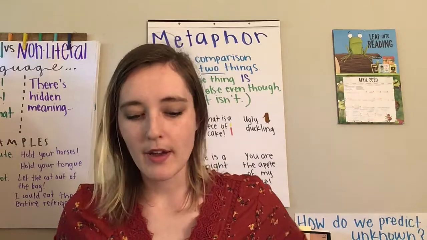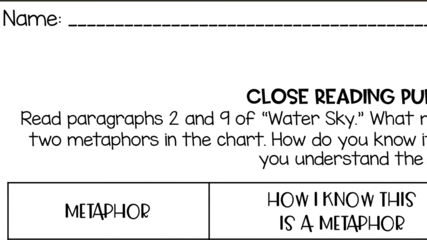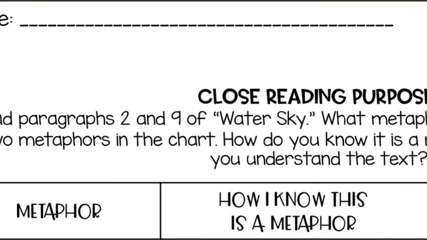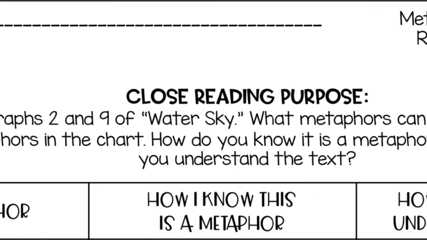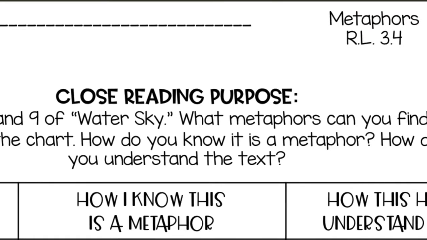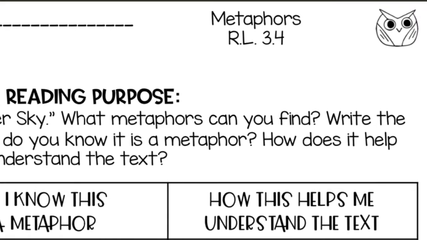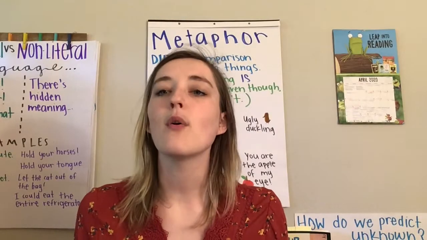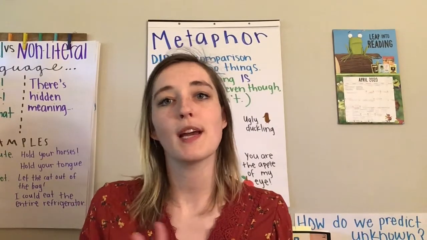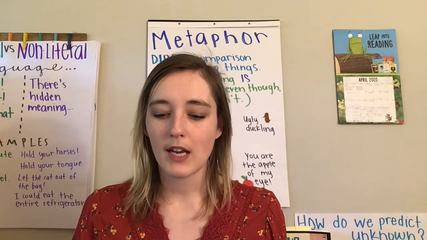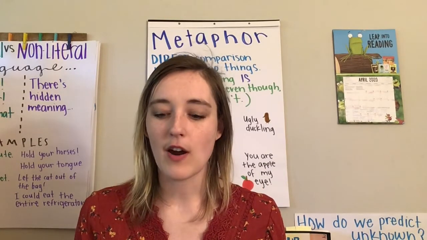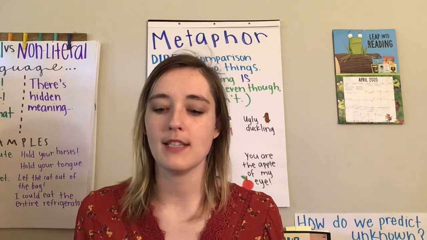Okay, so we are going to turn to our close reading packet page. The directions say: read paragraphs 2 and 9 of Water Sky. What metaphors can you find? Write the two metaphors in the chart. How do you know it is a metaphor, and how does it help you understand the text? So it's told us the two places we're going to find a metaphor. Then we're going to explain how it's a metaphor, and then how it helps us understand the text.